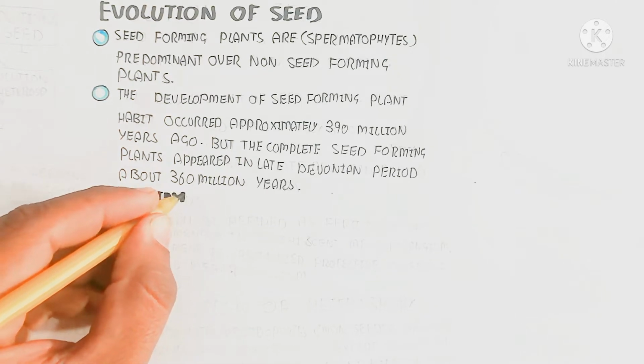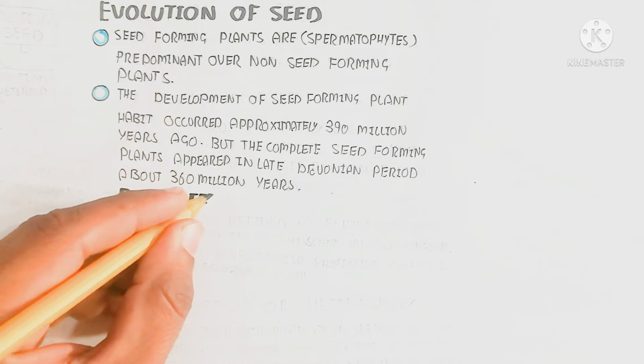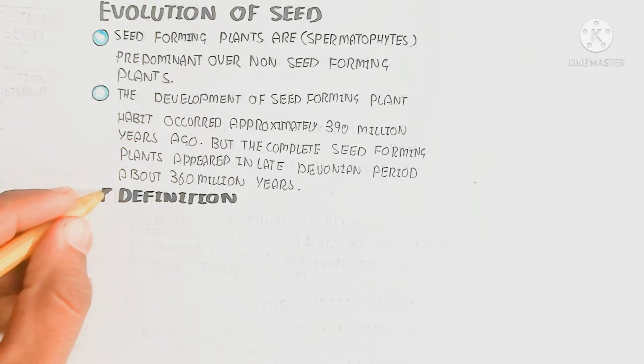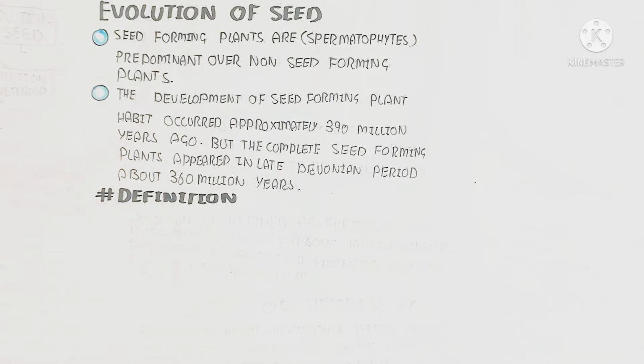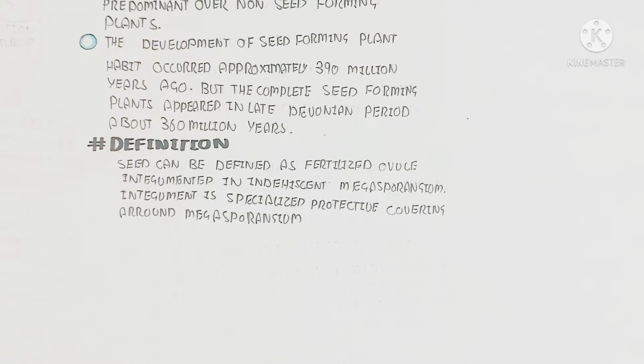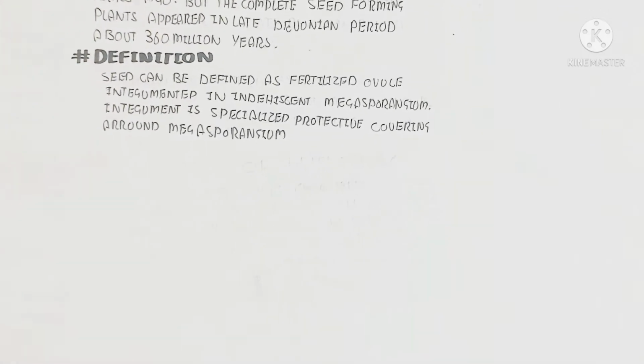In this way, here is the definition. If we discuss the definition, what is a seed? A seed can be defined as a fertilized ovule. After the fusion of the two gametes to become diploid, it contains an integument around an indehiscent megasporangium. The integument is a specialized, protective covering around the megasporangium. So this is the basic concept.